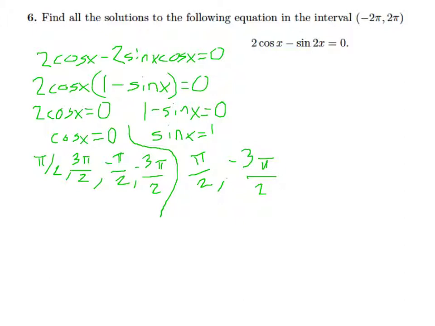So in this given interval, we found 4 different occasions where cosine of x equals 0, and then we found 2 occasions where sine of x equals 1. So we can combine these terms and condense them to write down our answer. We'll just have plus or minus 3 pi over 2, and also plus or minus pi over 2.